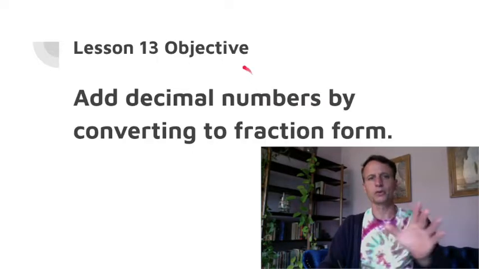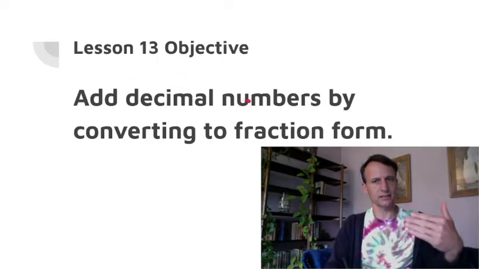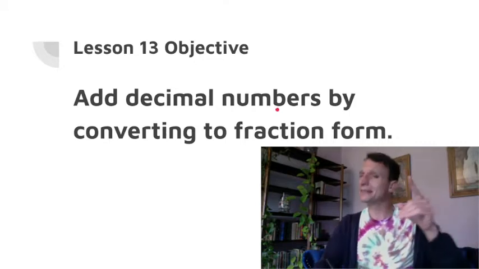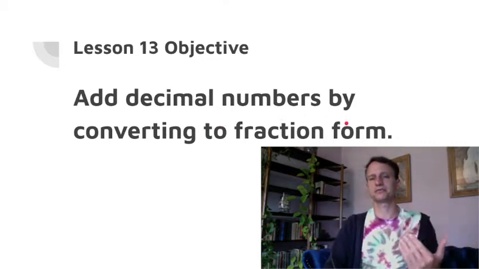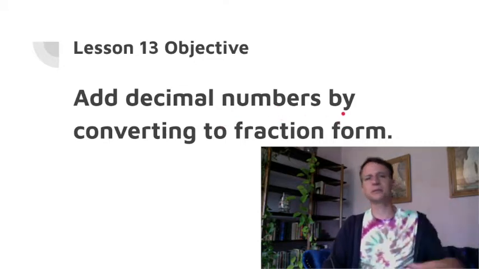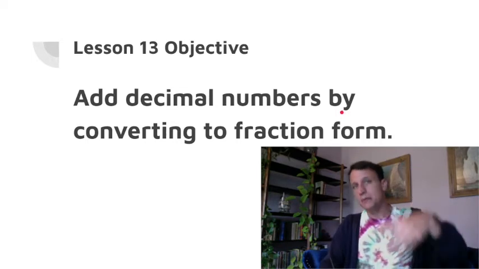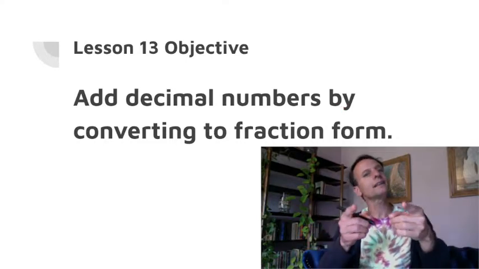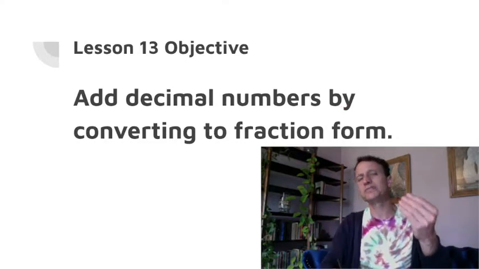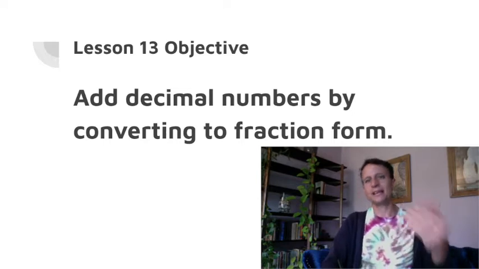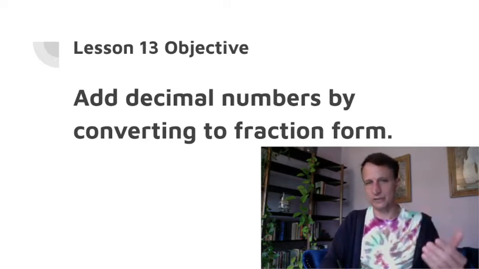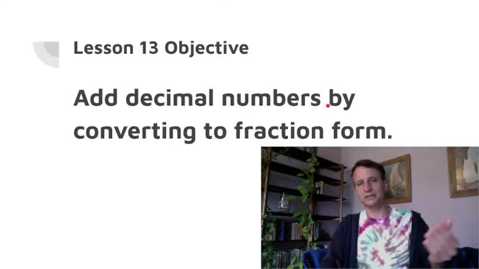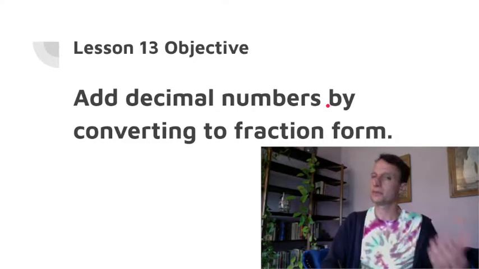Here we go. So we will be adding decimal numbers, okay, but now by converting everything to fraction form. So we won't see any place value discs or anything like that. Everything we do is take the decimals and put them into fraction form, and that's something familiar. That's something you've done already. So that's always a way to get those decimals added, is to use your knowledge of fractions to add decimals.